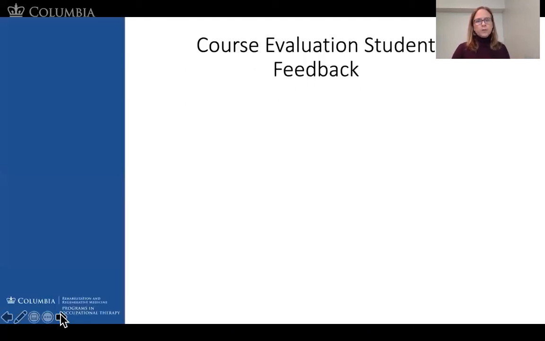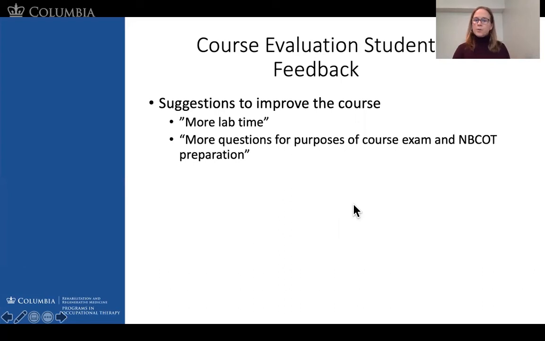Each semester, the students complete the anonymous course feedback form. The feedback form this fall included suggestions to improve the course, which were more lab time, more questions for purposes of course exams and NBCOT. These were the primary suggestions that the students had for improving the course.